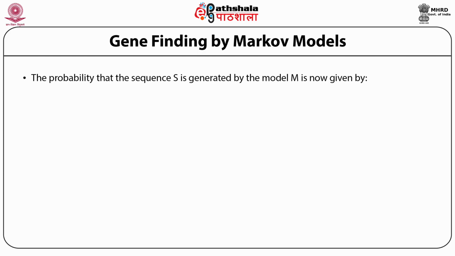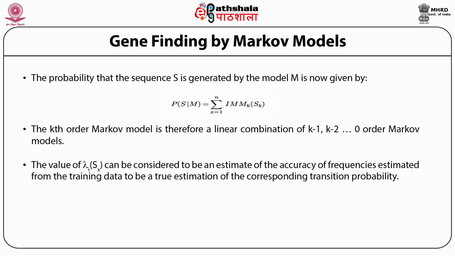So the probability that a sequence S is generated by the model M is given by the scores obtained from this interpolated Markov model. It is a summation of the scores for every possible k length window. Therefore, the kth order Markov model is just a linear combination of its lower order Markov models.